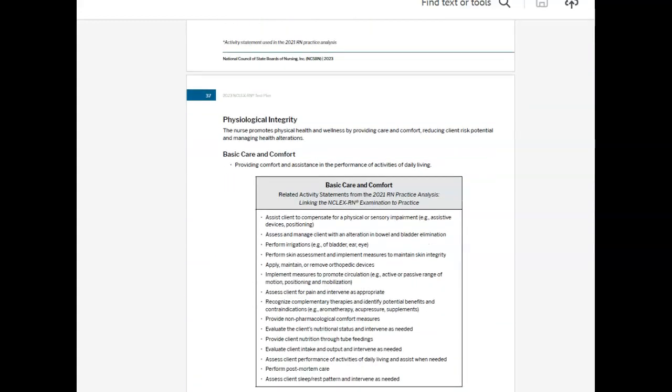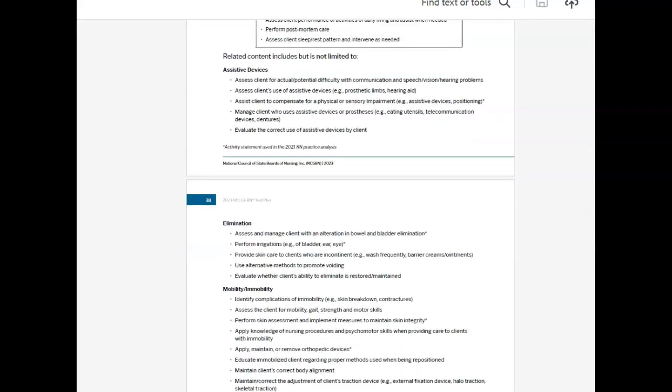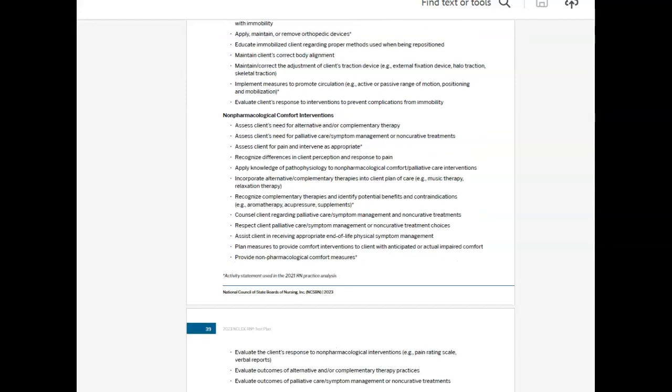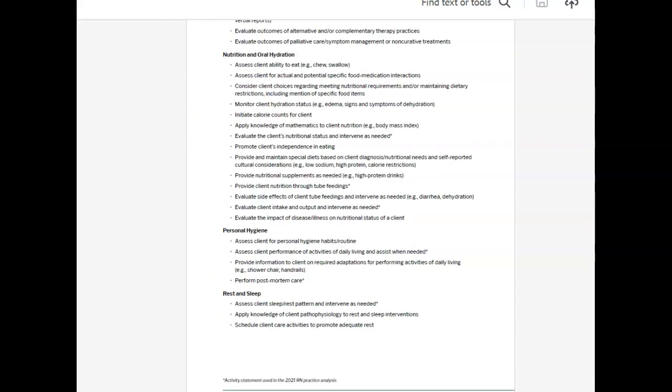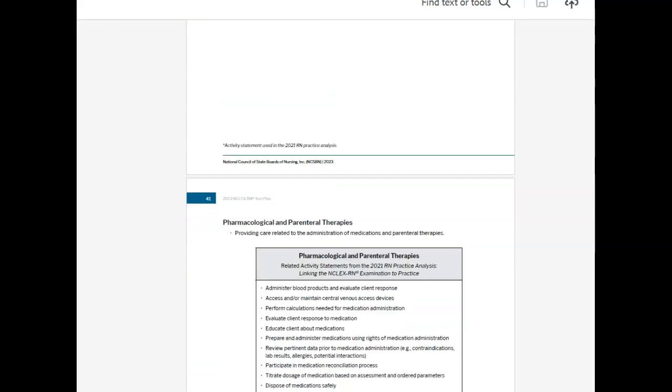Then we have physiological integrity. That's the physical component of diseases, disorders, and that kind of thing. And it kind of looks at the different categories: assistive devices, elimination, mobility, non-pharmacological comfort interventions, nutrition, hygiene, rest, and sleep. And in this question about dumping syndrome, the foods that should be avoided for dumping syndrome are foods that are very hot or cold, because they can trigger dumping syndrome symptoms. So that's why the ice cream is the correct answer on that one.